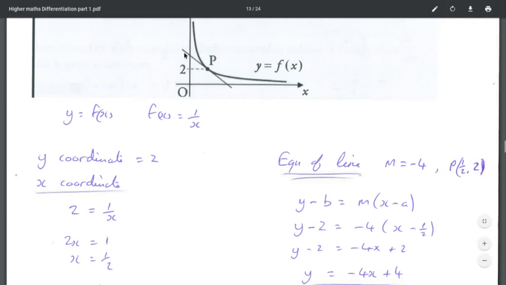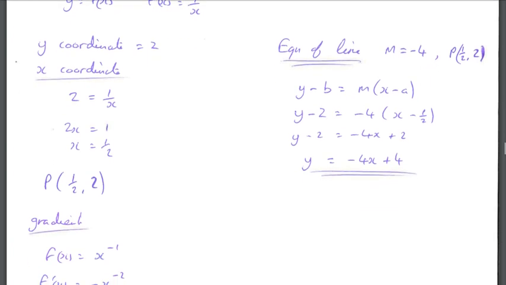I like the fact that the gradient's negative because I know the line is, as we go from left to right, going down, so I know that should be a negative gradient. So now what's left to do, we need to find the equation of the line.